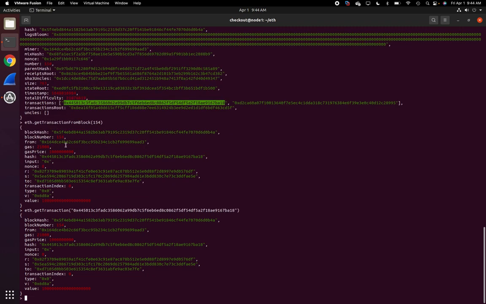So they return the same thing. We can verify they return the same thing from the block hash 0x54. We can see the from account and the to account are the same, just because they're the same thing. But now we have a verified block that contains a verified transaction between two accounts.